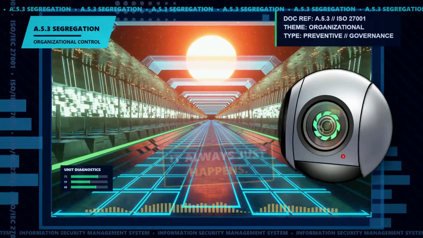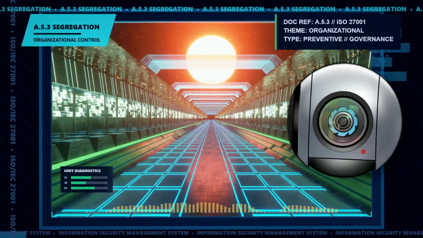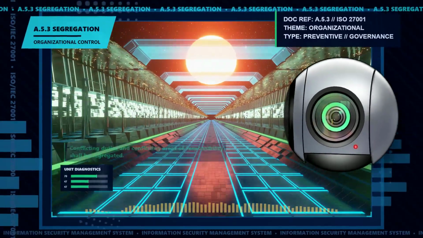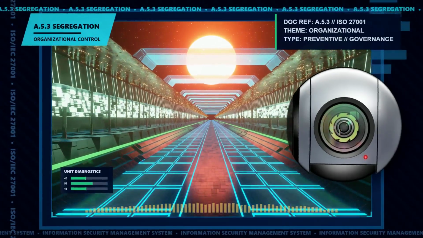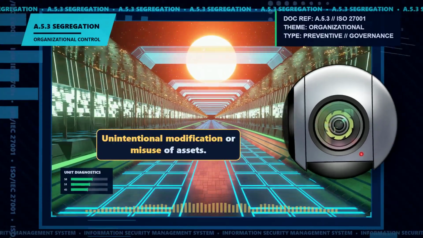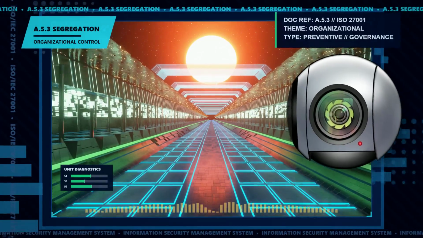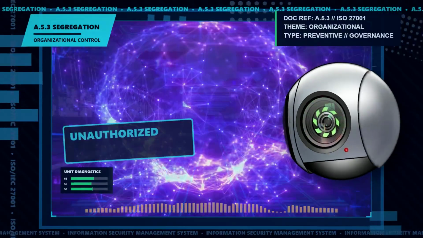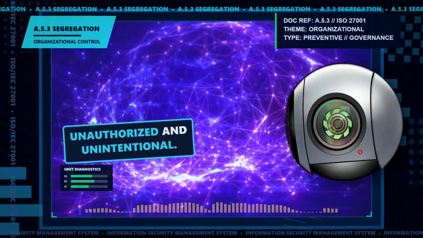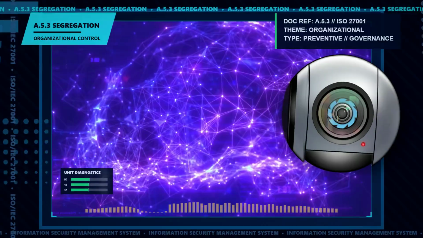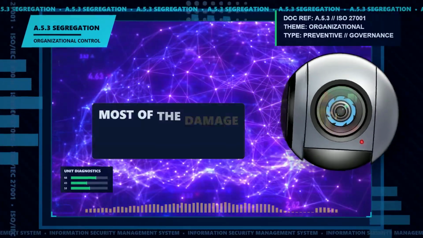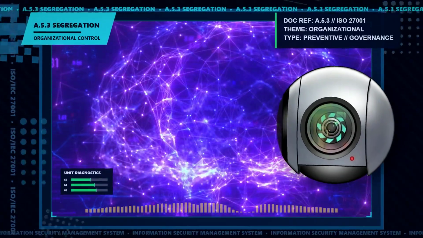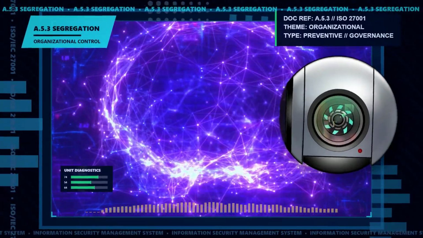So what does the standard actually ask for? The wording is short and it is quite blunt. Conflicting duties and conflicting areas of responsibility shall be segregated to reduce opportunities for unauthorized or unintentional modification or misuse of the organization's assets. Notice the 2 words doing the heavy lifting there. Unauthorized and unintentional. This is not just an anti-fraud control, it is an anti-oops control. Most of the damage I have ever seen in small companies was not malice. It was a tired person with too much access at 6:30 on a Thursday.